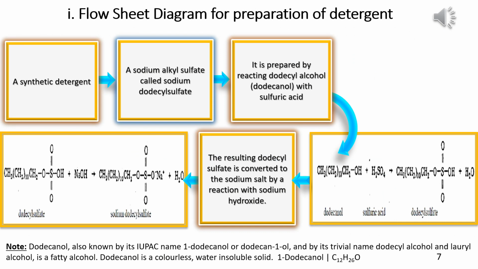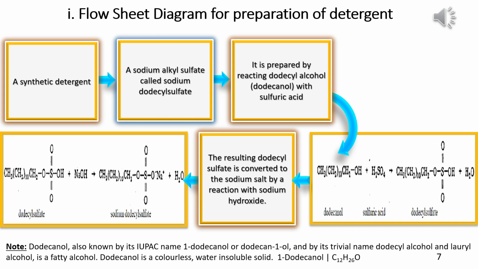Flowsheet diagram for preparation of detergent. So in this slide we will learn how we can prepare the synthetic detergent. You can take an example of synthetic detergent as sodium alkyl sulfate, which is also called sodium 2-decyl sulfate. So how can it be prepared?